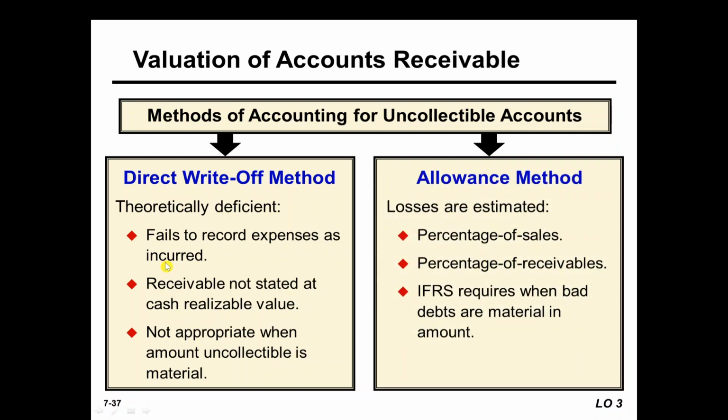But when we use the allowance method, which is the method that is widely used, losses are estimated based on a percentage of sales or a percentage of receivables. Also, IFRS and Indonesia's accounting standard require that when bad debts are material in amount, we must use the allowance method. So we may use the direct write-off method only when it is not material in amount.